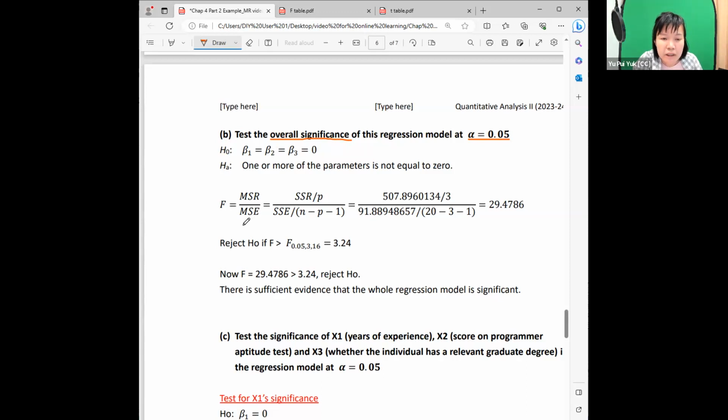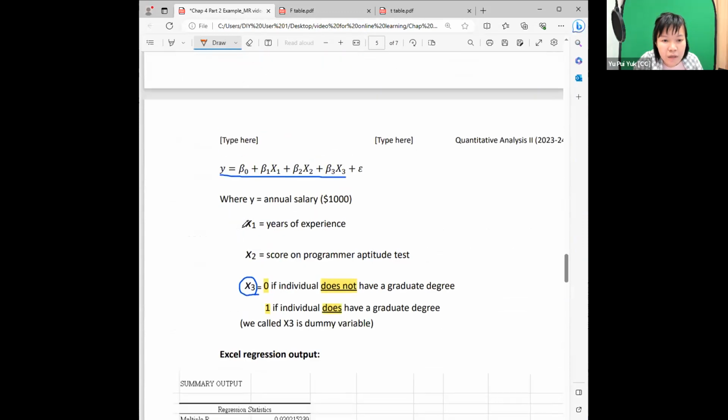Remember the population regression line. This is the population regression line to test whether the whole model is significant. That means we test whether beta 1, beta 2, and beta 3 are equal to 0 or not. If they are equal to 0, let me just highlight.